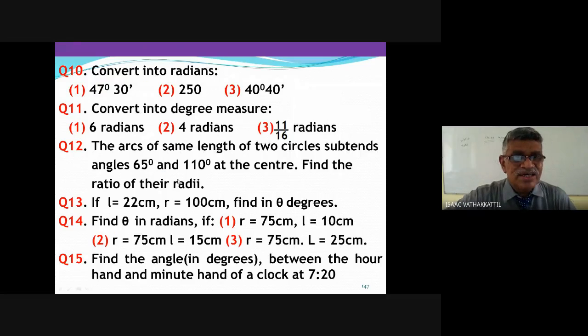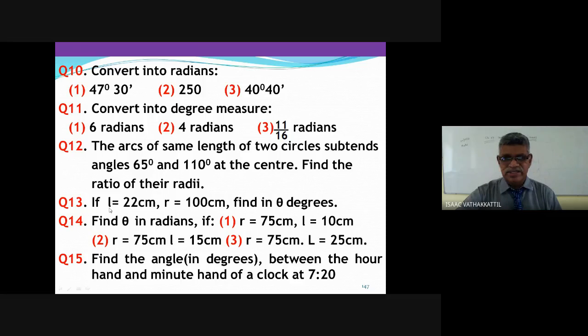Yes, you have questions here? Just see, any difficult question? Convert into radians, no problem, you will do it. Convert into degrees: 6 radians we have done, but you do it again. 4 radians, 11 by 16 radians. Arcs of same length of two circles subtend angles 65 degrees and 110 degrees at the center. Find the ratio of the radii. Ratio of the radii means two circles are there, R1 by R2.